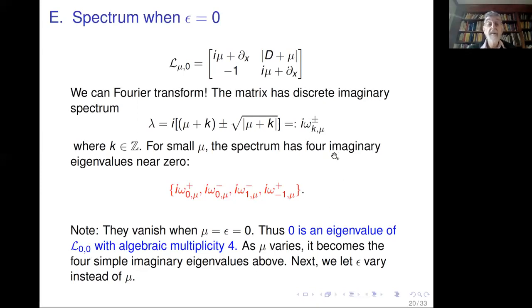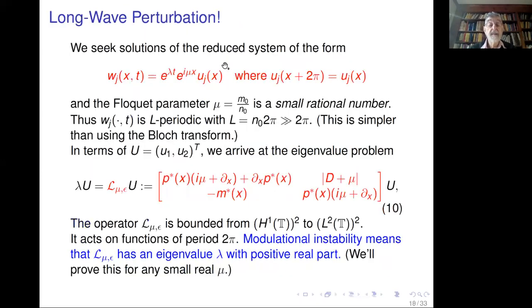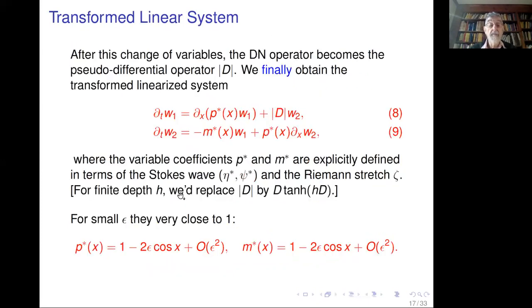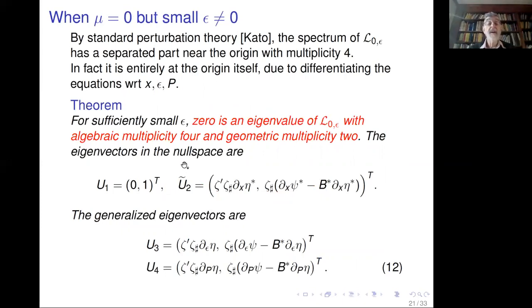Okay, so now I'm going to take mu equals 0, but epsilon non-zero. So let me just go back for a moment. Here's the matrix in red, and I take mu equals 0, but I take epsilon non-zero. So if you recall, P star and M star are 1 plus some epsilon cosine terms. And it turns out that when mu is 0, you still have a 4-dimensional space. It's still a 4-dimensional null space of that operator.